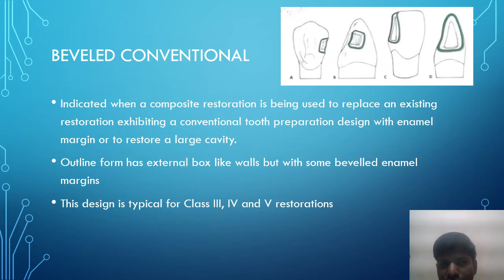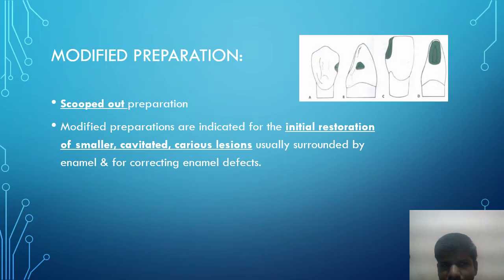Coming to the beveled conventional preparation, it is indicated when a composite restoration is being used to replace an existing restoration exhibiting a conventional tooth preparation with enamel margin or to restore a large cavity. Outline form has external box-like walls but with some beveled enamel margins. This design is typical for class 3, class 4 and class 5 restorations.